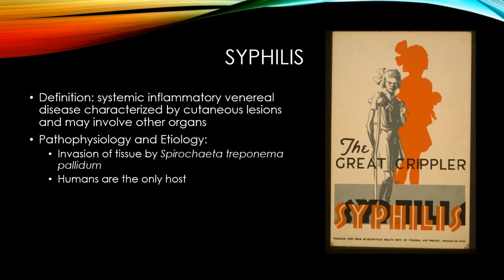Syphilis is a systemic inflammatory venereal disease characterized by cutaneous lesions that may involve other organs. Its pathophysiology, the classic primary syphilis presentation is a solitary, non-tender genital chancre in response to the invasion of T. pallidum. However, patients can have multiple non-genital chancres, such as those on their digits, nipples, tonsils, their oral mucosa. These lesions can occur at any site of direct contact with the infected lesion and are accompanied by tender or non-tender lymphadenopathy. Even without treatment, these primary lesions will go away without scarring.